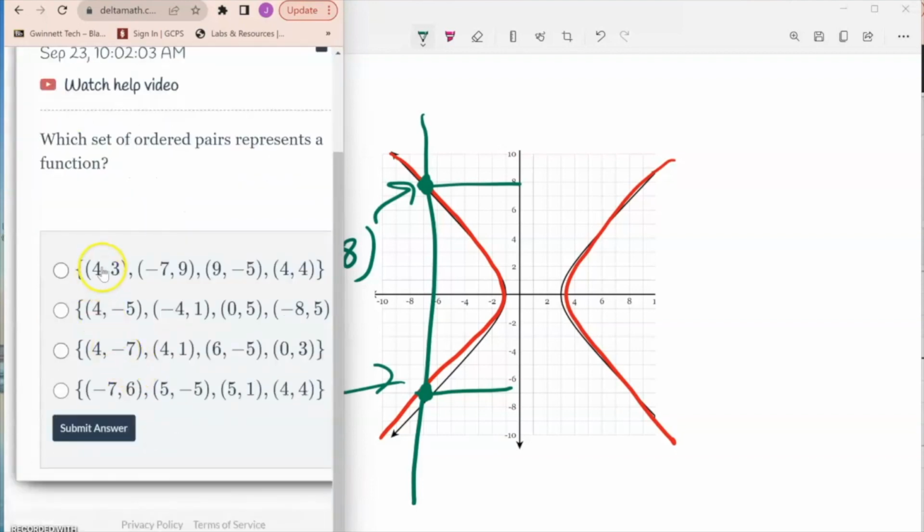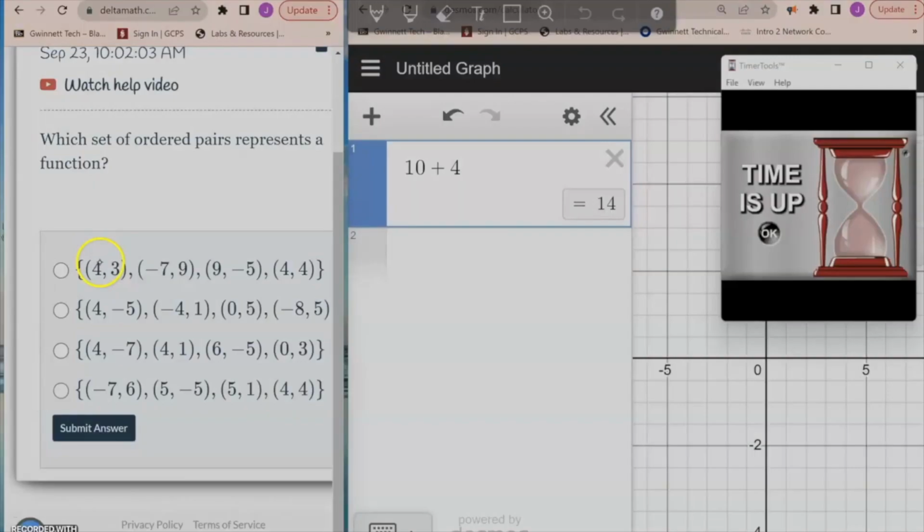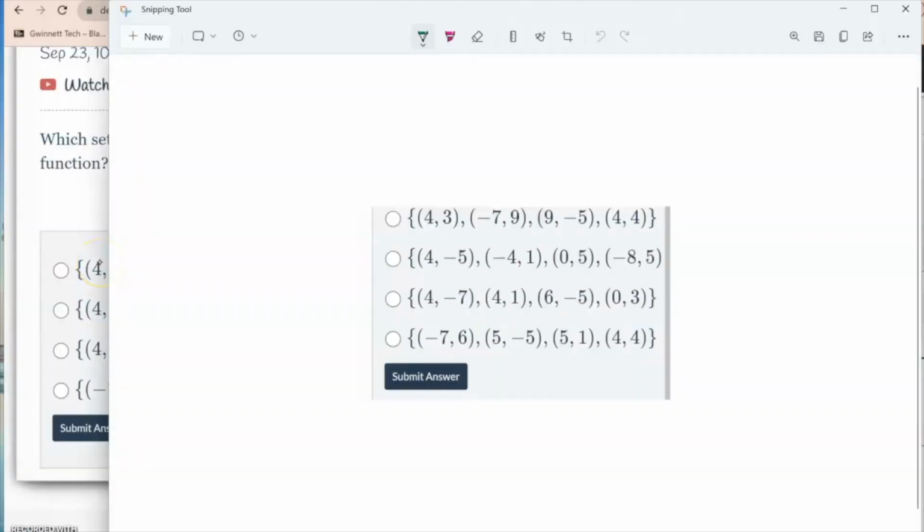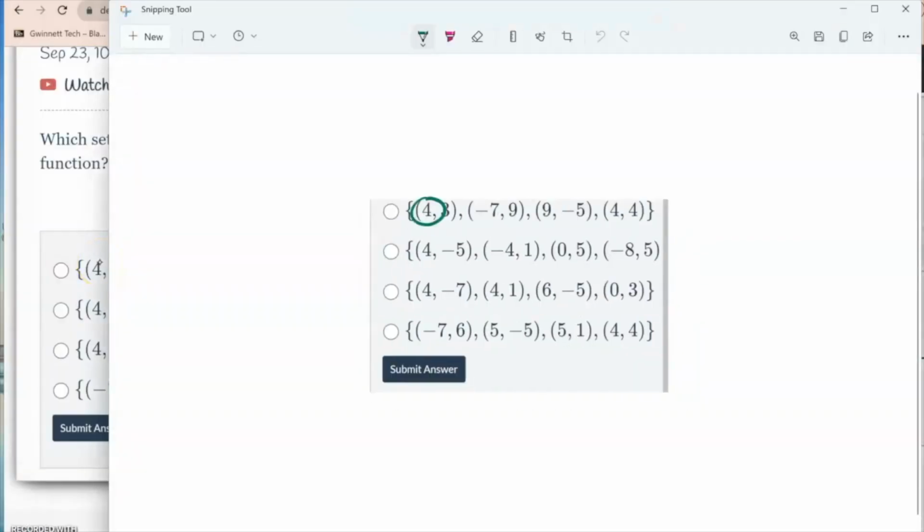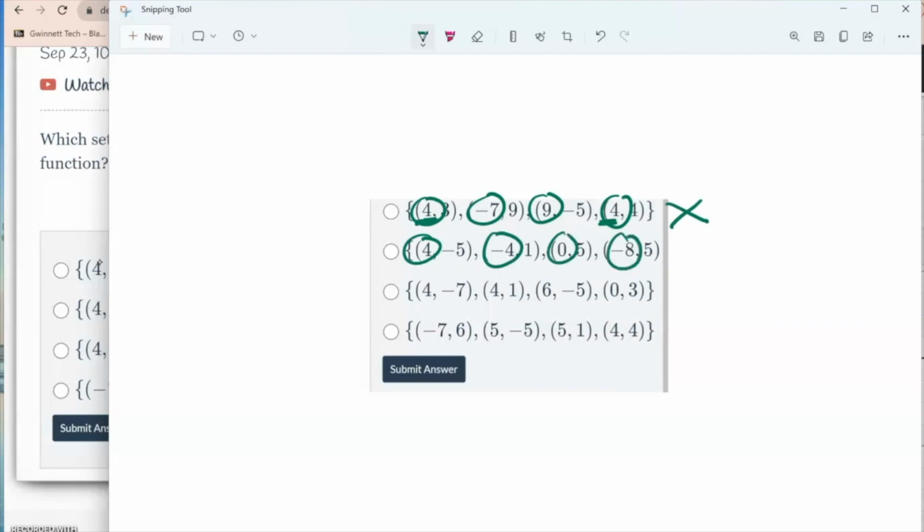Does it represent a function? So I need the x values not to repeat. Let me do this again. All right, looking at my x values. Does it repeat? Yes. So this is not a function. X values. Does it repeat? No, this is a function.